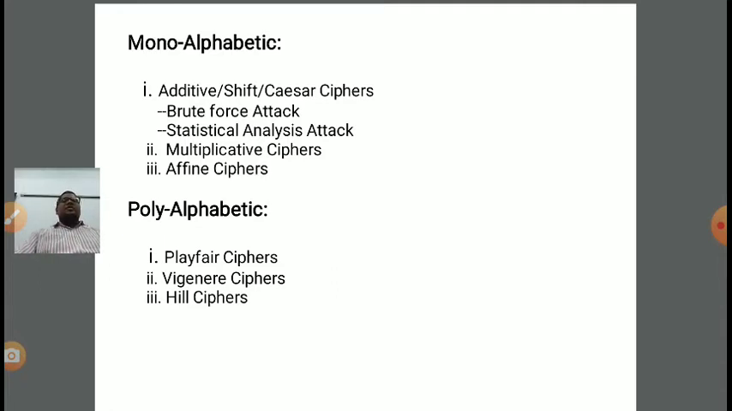The affine cipher is a combination of both the shift cipher as well as the multiplicative cipher. We will put light on this type of cipher in much detail in the upcoming lecture. Next we are focusing on polyalphabetic ciphers. Polyalphabetic ciphers are again classified into three categories. First is the Playfair cipher, second is the Vigenère cipher, and third is the Hill cipher. We will be discussing them in detail in the upcoming lecture.